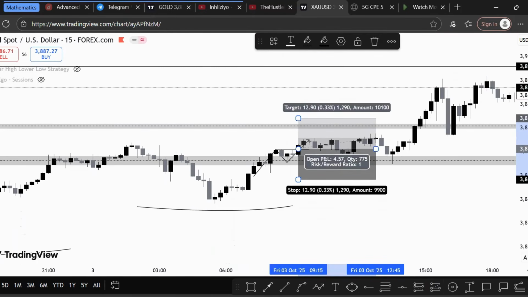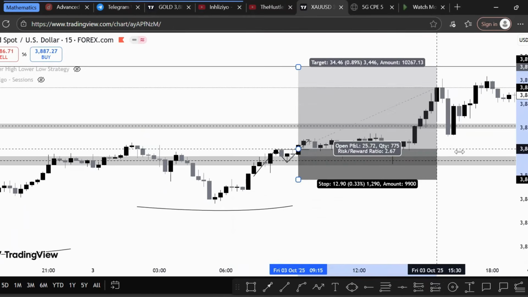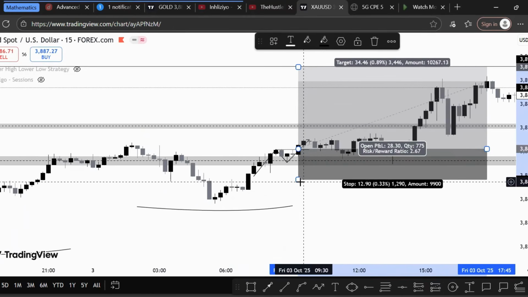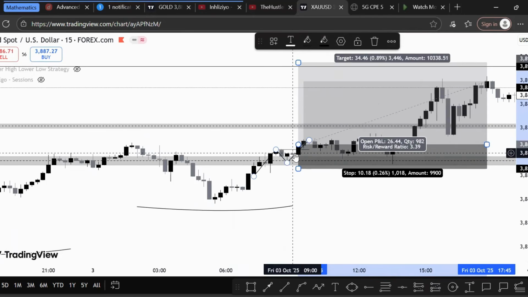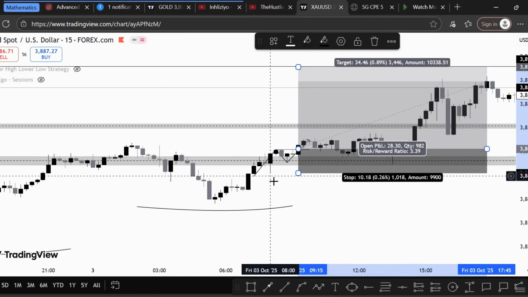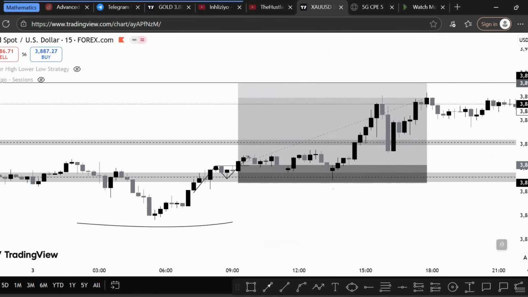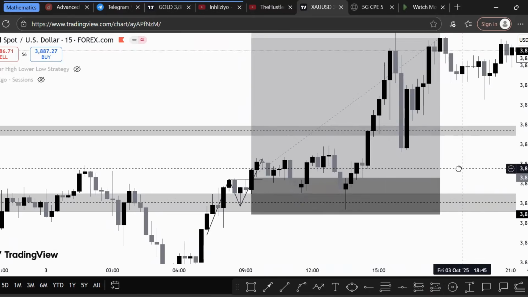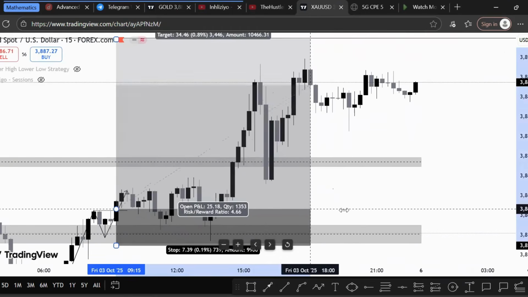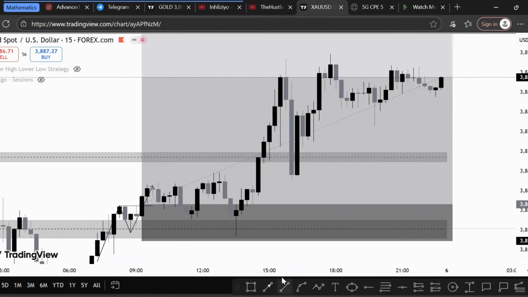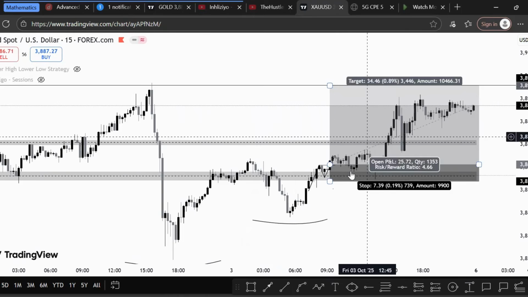And then I can use that target there at the top for my take profit. My stop loss was just under here. Yeah, that's where my stop loss was actually. So as you can see, this was the trade, right? So that's how we got the trade.